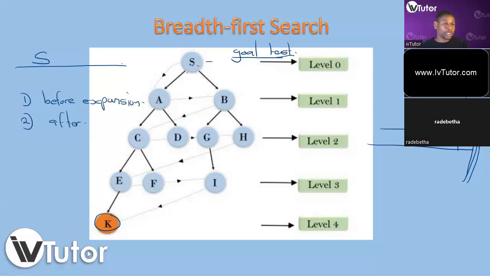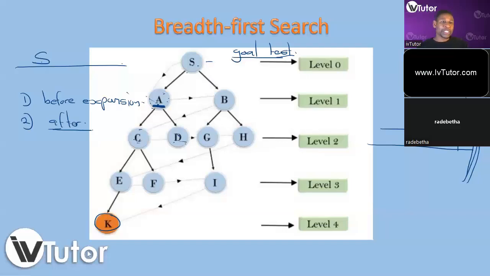Before you expand, is it a goal? If it is a goal, then you stop. Or after expansion, what do you mean? We expand this, it gives us C and D, and then we check whether or not it is a goal, but it is already given as successor nodes. So goal testing happens before expansion.